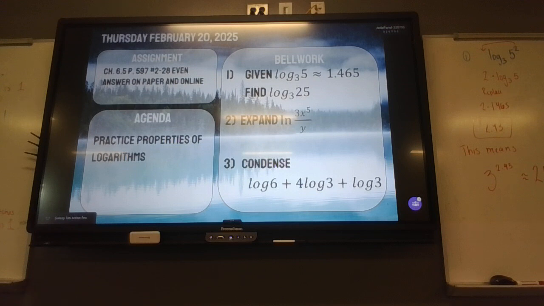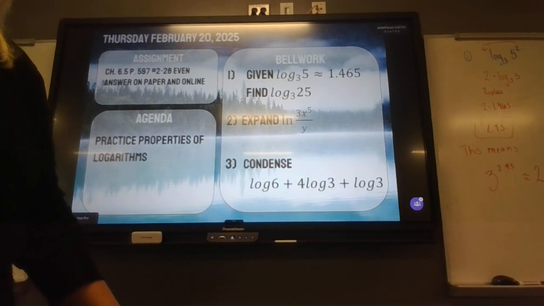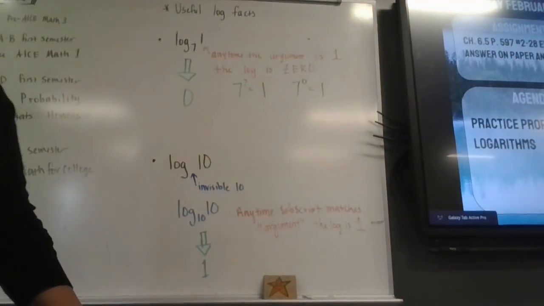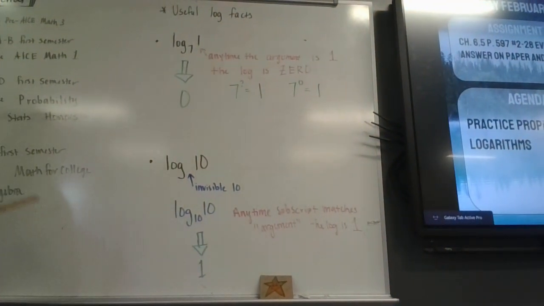Anytime the argument is 1, that log is 0, because anything to the 0 power is 1. So you're just going to replace that log with 0 every time you see that. And this is another one.